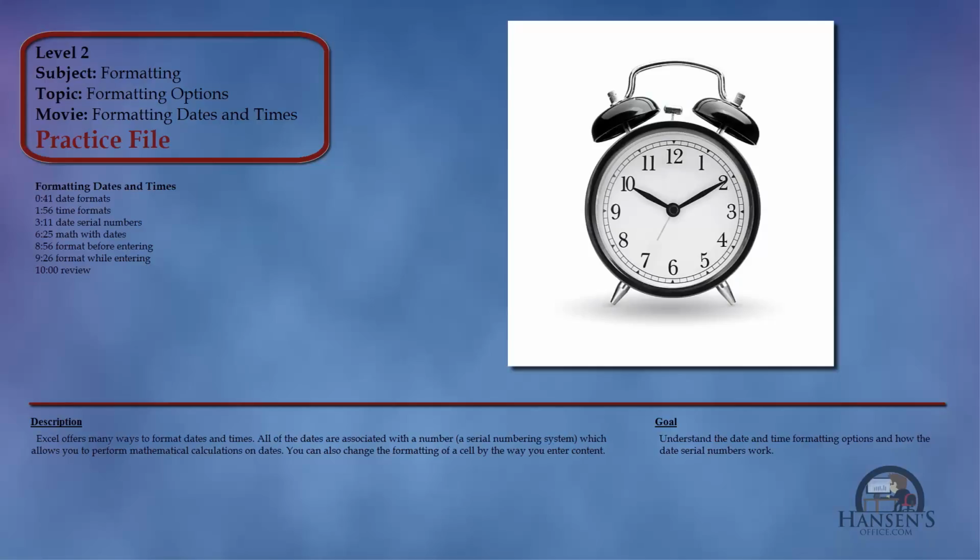So we're going to continue talking about formatting. In this movie, we're going to talk about formatting dates and times. We'll start with the date formats, the options that we have to format dates. And then we'll look at some time formatting options. And then we're going to talk about the date serial number. It's going to explain how we get from an integer to a date.